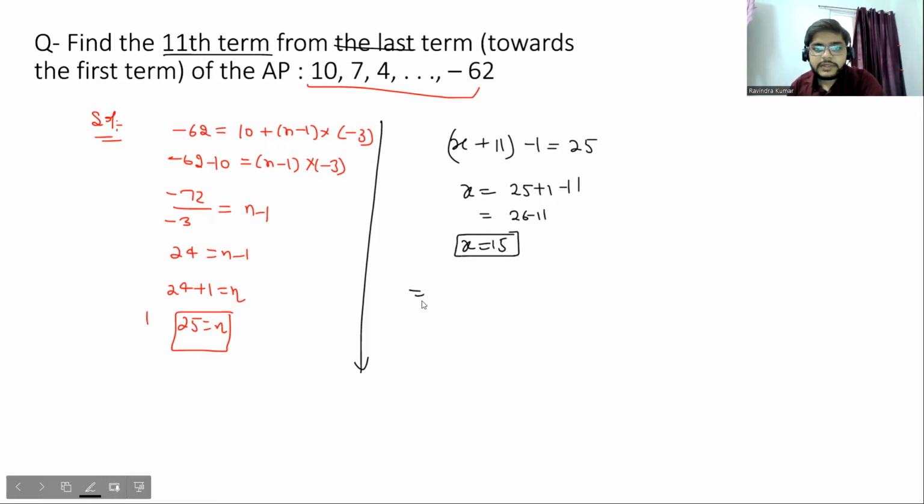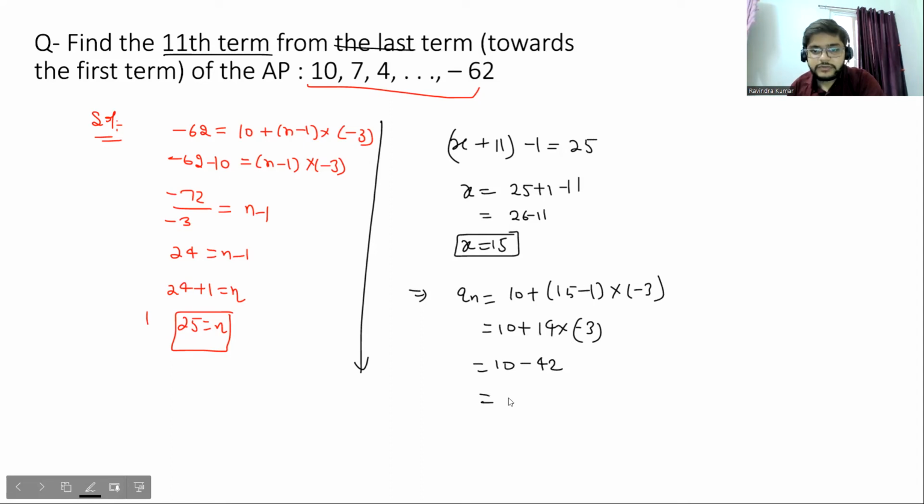So just calculate it. an is equal to a, that is 10, plus (n, that is 15, minus 1) into d, that is minus 3. So it is 10 plus 14 into minus 3. So it will be 10 minus 42. 14 threes are 42. So it will be minus 32. So our term, the 15th term from the starting or the 11th term from the last, is minus 32. So this is our correct answer.